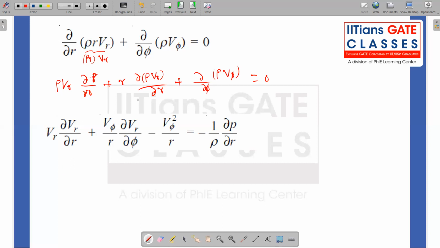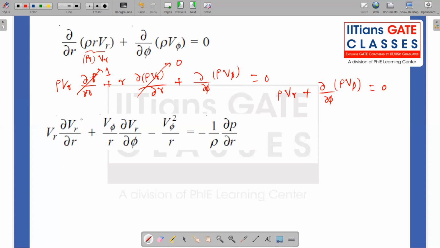So I can safely put this as 0, whereas ∂R/∂R is nothing but the differentiation with respect to the same variable. So it is going to be 1. So my continuity equation looks like ρV_R plus ∂/∂φ of (ρV_φ) equal to 0. So this is my modified continuity equation.